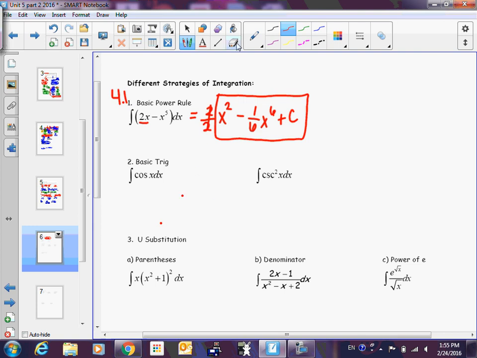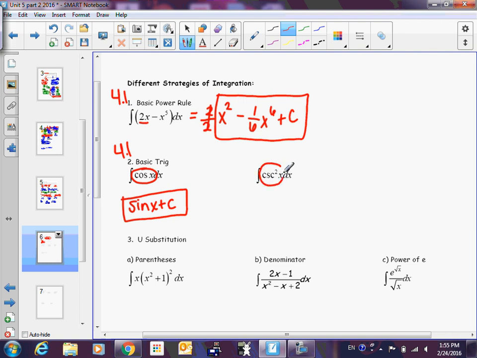There we go. All right, so then also very early on, we started doing basic trig. This is just, do you know your 6 trig derivatives? In other words, whose derivative is cosine x? Sine x. That's all you have to do on this problem. Don't overcomplicate it and try to make it into u substitution.